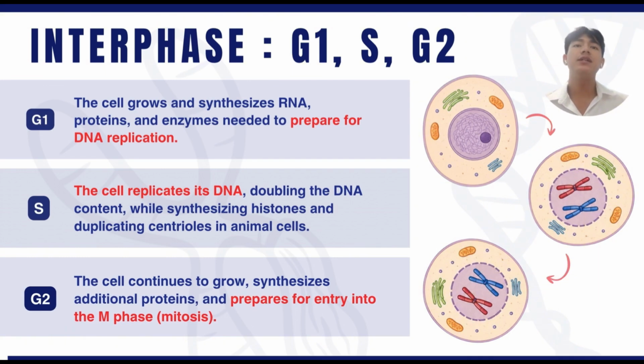Interphase: G1, S, G2. In G1, the cell grows and synthesizes RNA, proteins, and enzymes needed to prepare for DNA replication. In S, the cell replicates its DNA, doubling the DNA content, while synthesizing histones and duplicating centrioles in animal cells. In G2, the cell continues to grow, synthesizes additional proteins, and prepares for entrance into M-phase, or mitosis.